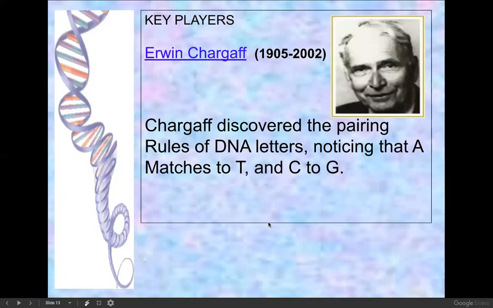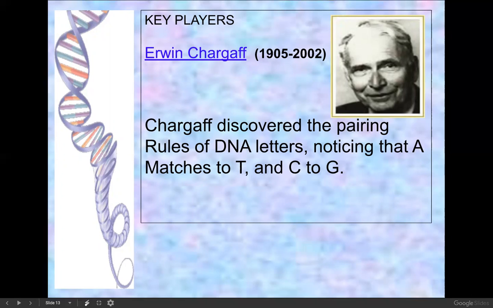Okay, so Erwin Chargaff, what role did he play? He figured out, all right, he discovered that these nitrogenous bases, A, T, C, and G, right? A and T were always found in equal quantities. C and G were always found in equal quantities. A stands for adenine, T stands for thymine, C stands for cytosine, and the G stands for guanine.